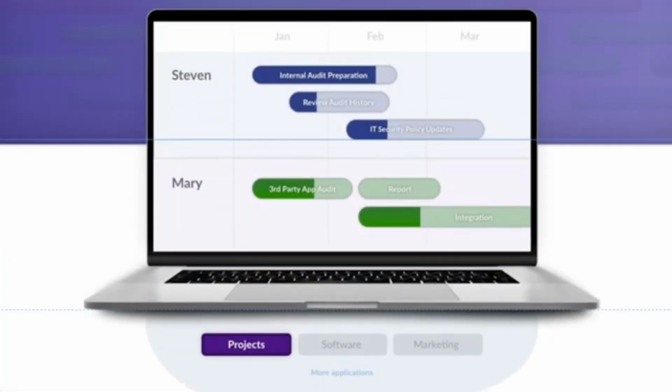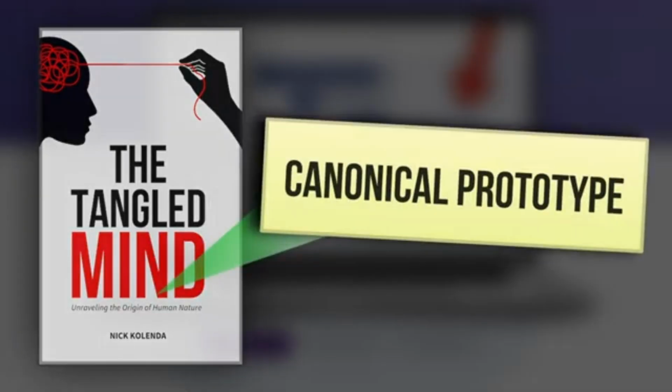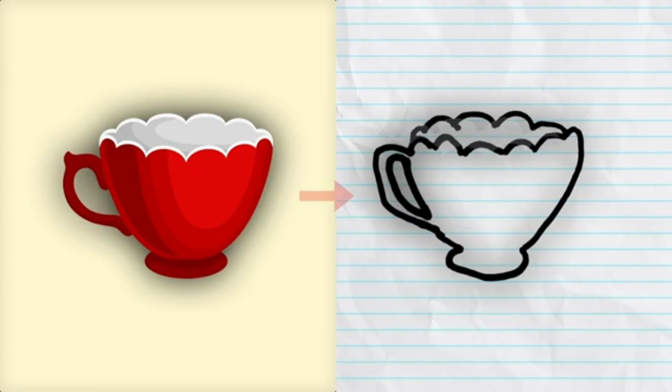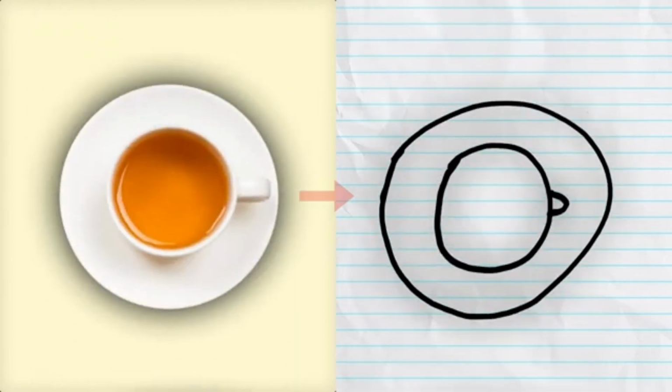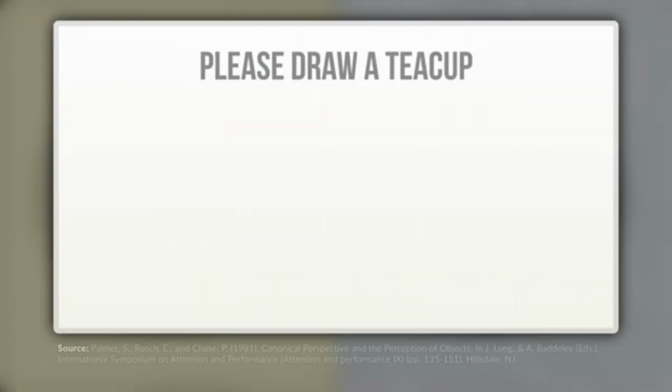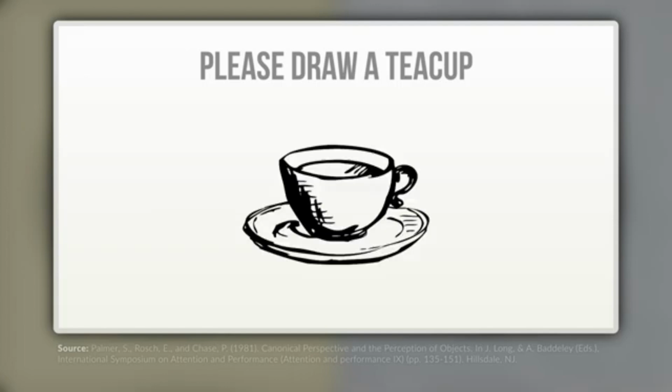Whichever image we show, it's important that we show horizontal bubbles. People have what I call a canonical prototype. For example, you can draw a teacup in an unlimited number of variations and styles, yet when people are asked to draw a teacup, they all draw the same image.